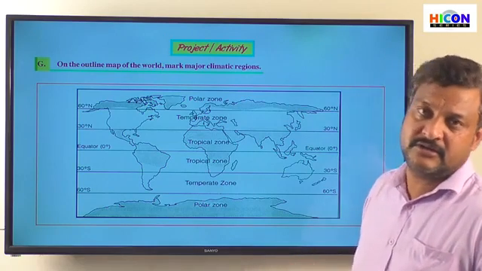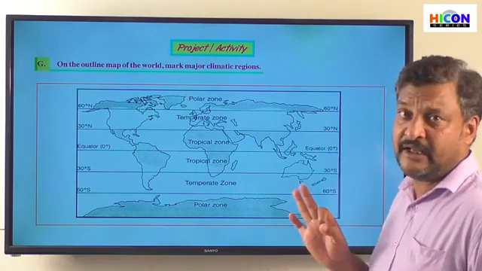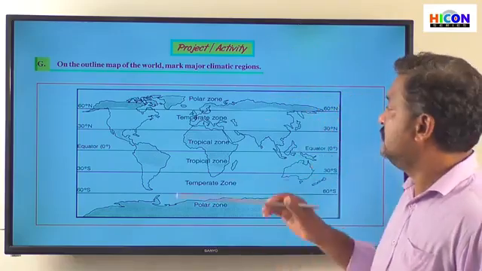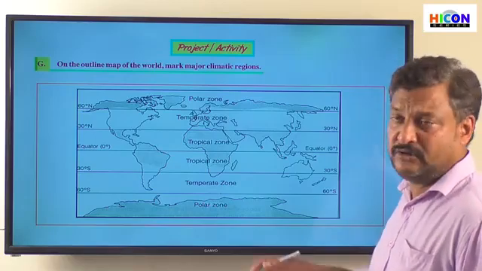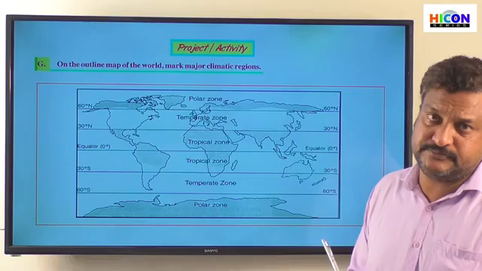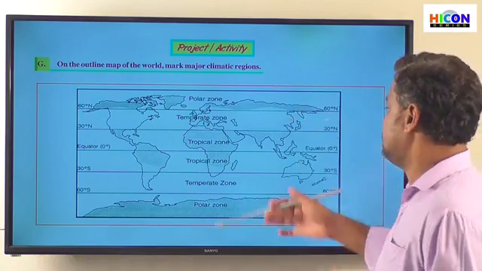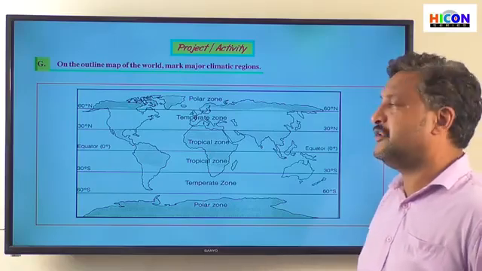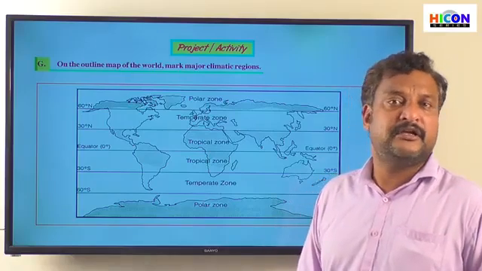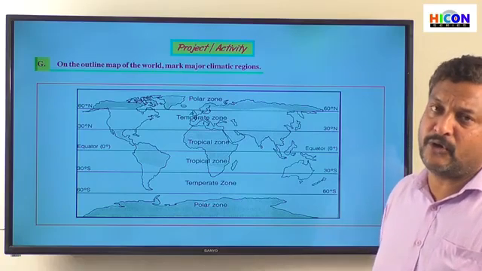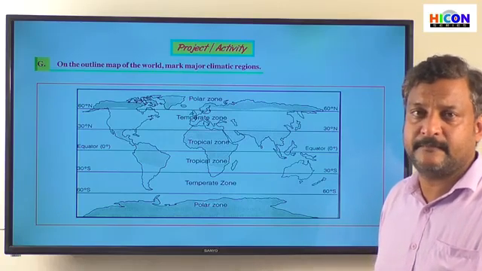Okay, three climatic regions are there: polar zone or the cold zone, temperate zone or the moderate zone, tropical or the hot or the torrid zone. Right? So this is how we mark it. So I'll keep the screen the same for a minute so that you can mark it either on a world map or just make a note of it.